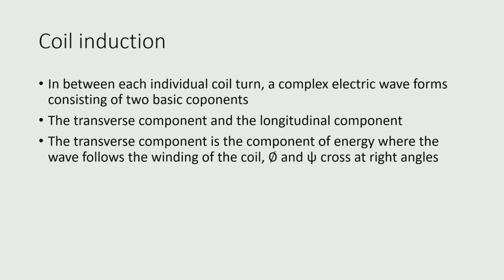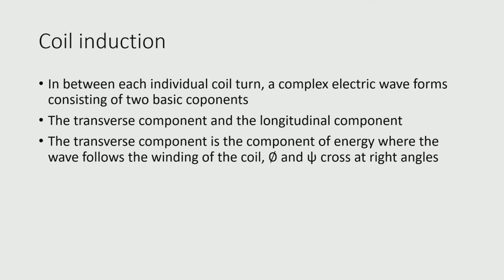This is going to be on coil induction now. Think about what I'm talking about right now: you have a coil, right? You have a Tesla coil wound up, and this is going to be pretty much what's going on in between these coils and what's really happening. It's not just electrons flowing through a wire, it's a lot deeper than that. So basically what's going on here is inside this coil, while you have your pulse going, a complex electric wave forms consisting of two basic components. There's a transverse component and a longitudinal component.